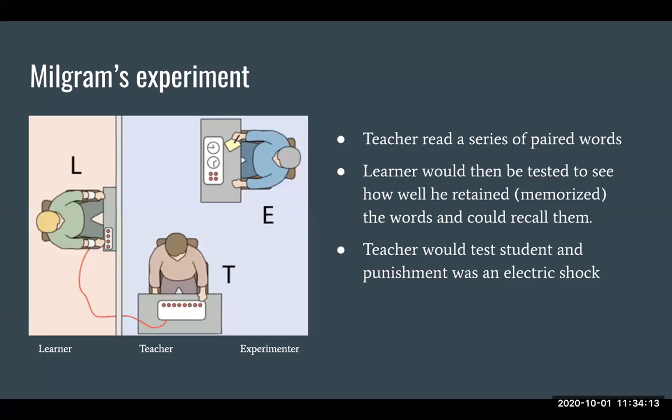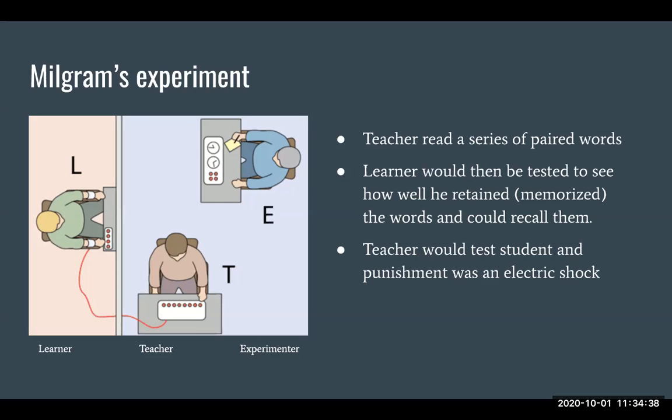But in actuality, the learner was what they call a confederate, and that is someone who is in on the experiment and pretending to be a participant, but really they are not. So they made it seem like it was random, but really it wasn't. And there was only one actual study participant, and that is the teacher. So here's how the experiment went.